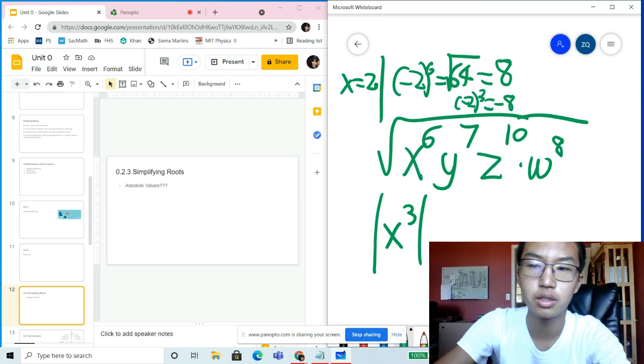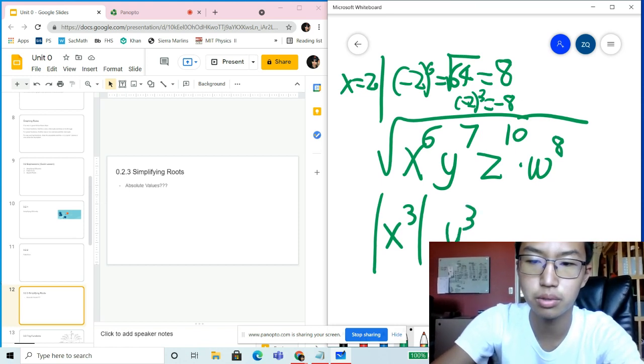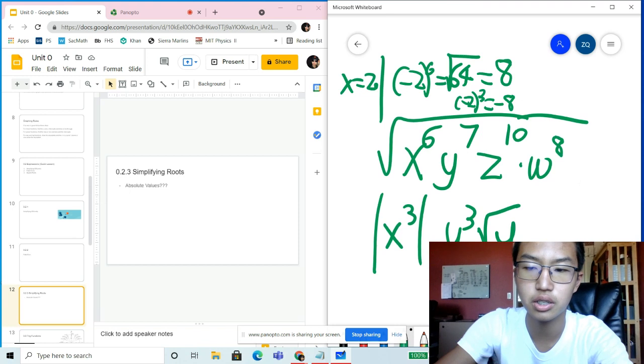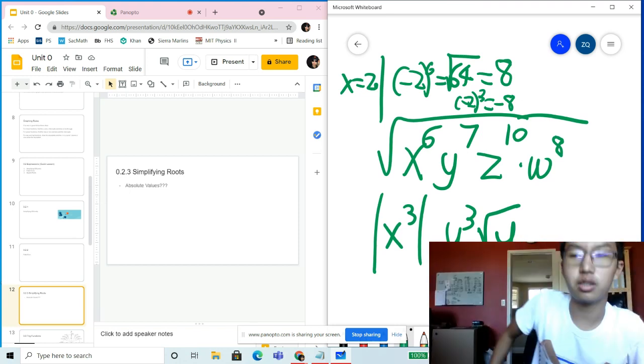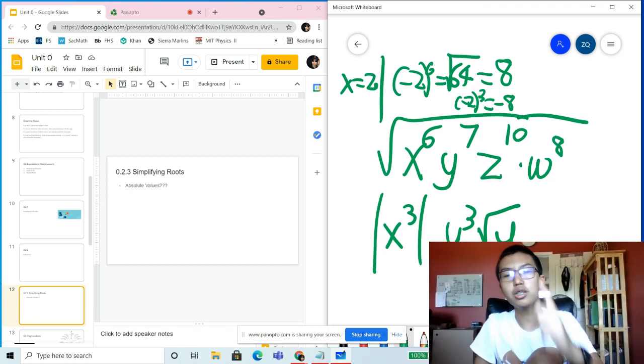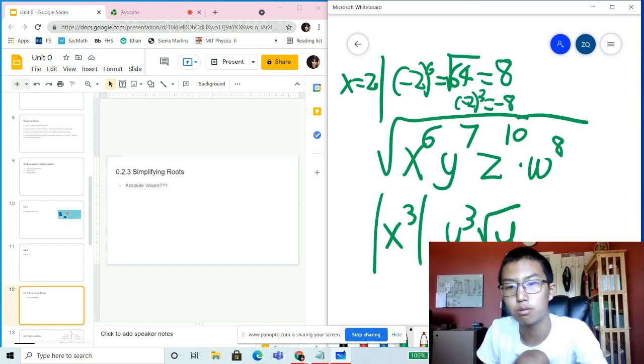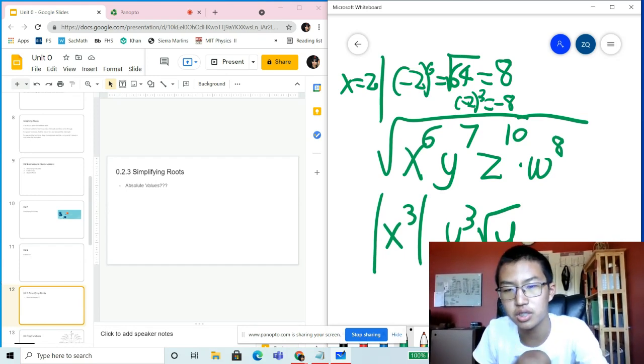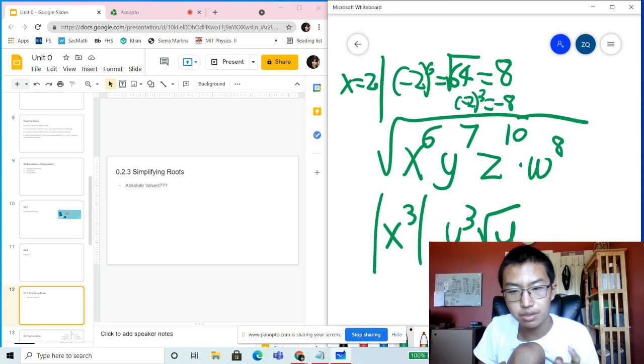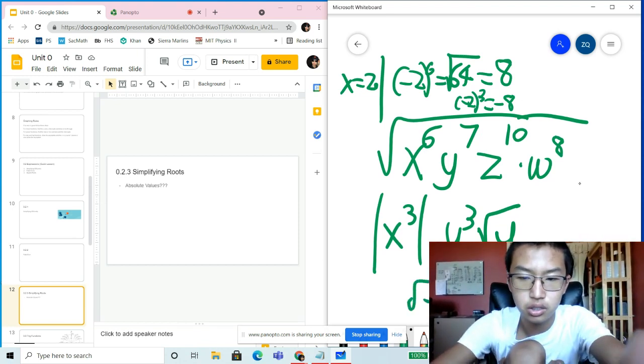So y to the 7th. This is just going to be y cubed times root y. Does y need to be protected? Well, think again. Because it's an odd power, if y is not positive and it's negative, then y to the 7th will be negative. But the square root of a negative number is not defined.